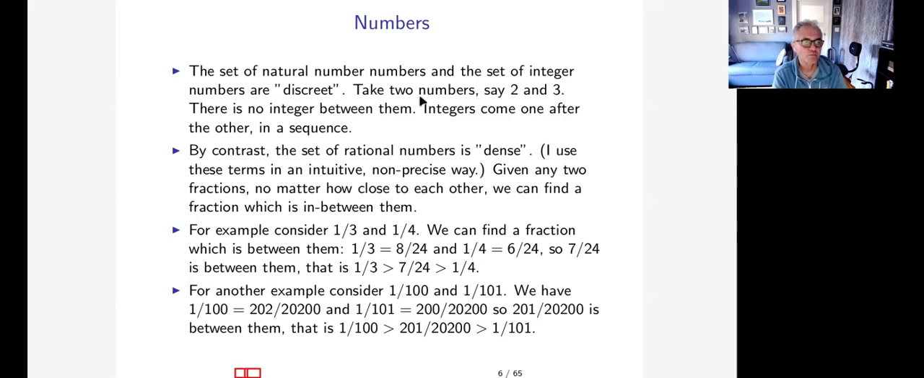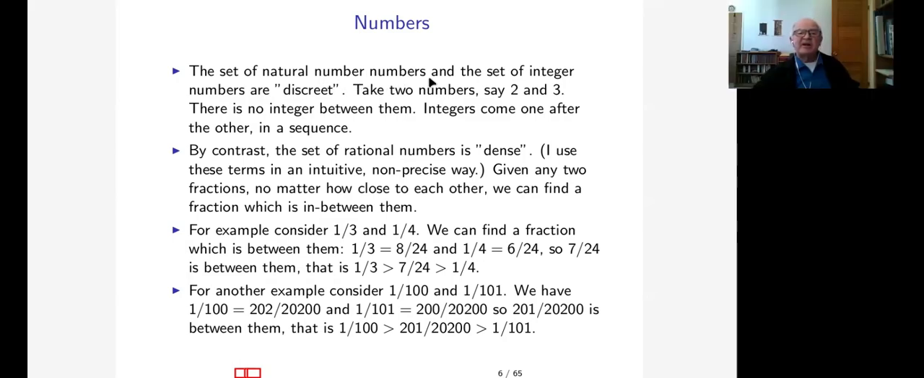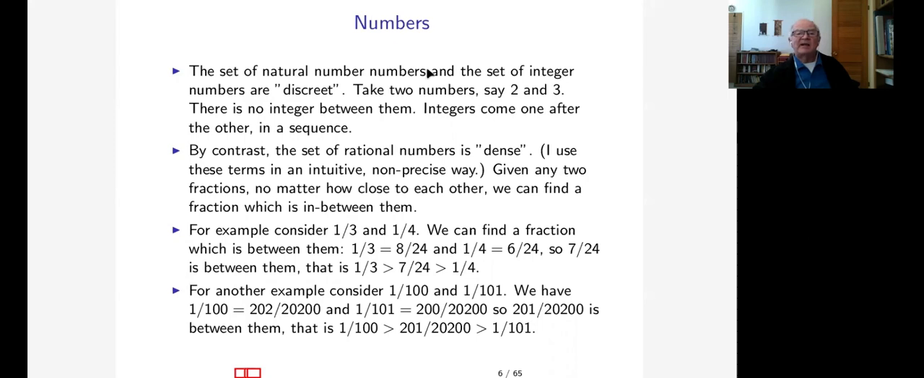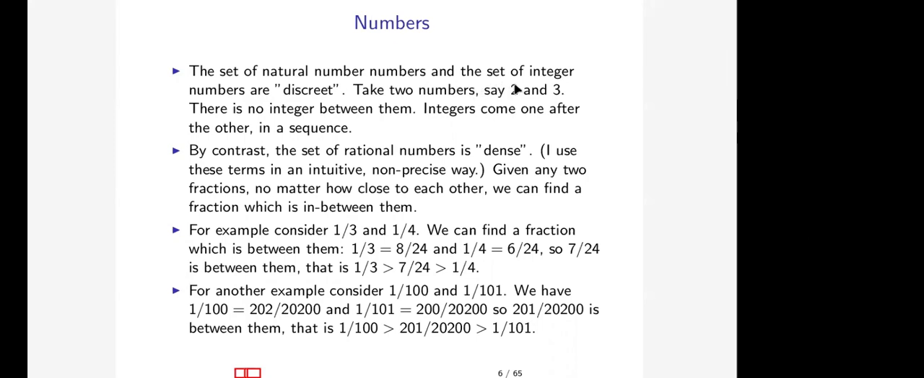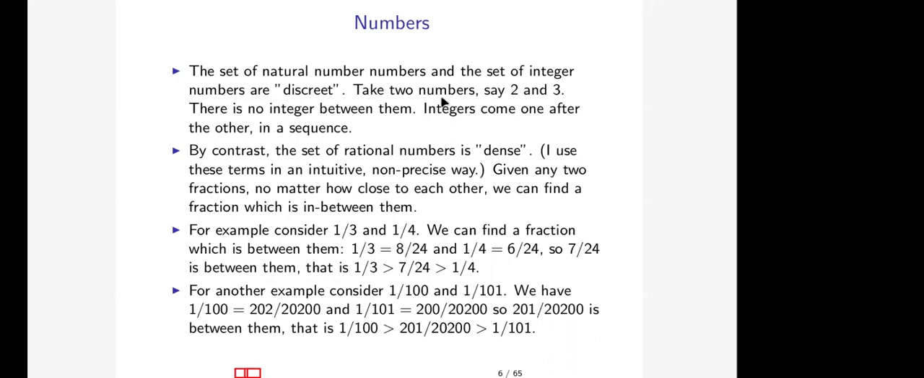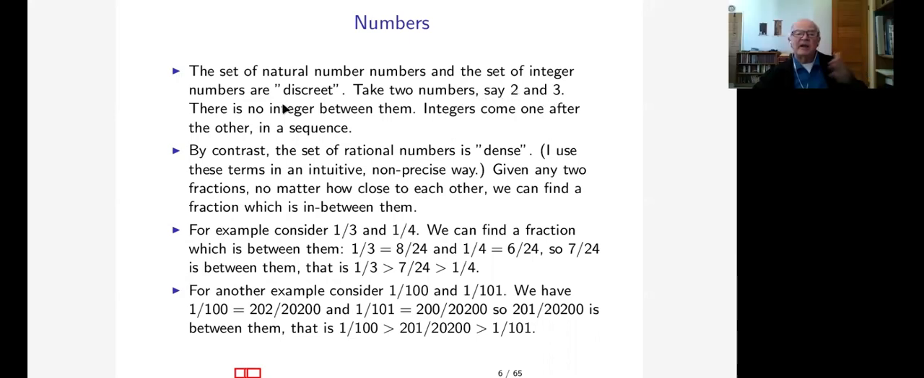I want to make this observation that the set of natural numbers, here I have a typo, I have to correct that, and the set of integer numbers, they are in some sense discrete. What I mean intuitively is that you take any two numbers, say 2 and 3, there is nothing in between them. Integers just come one after the other in a sequence. It's a discrete set.